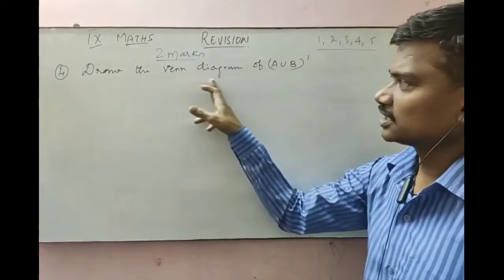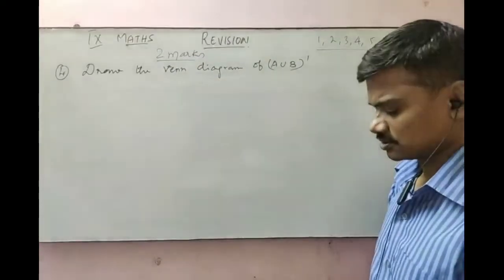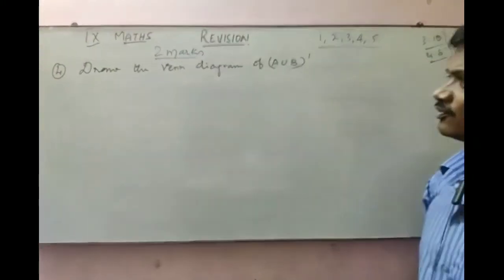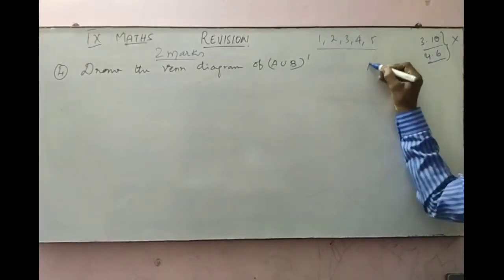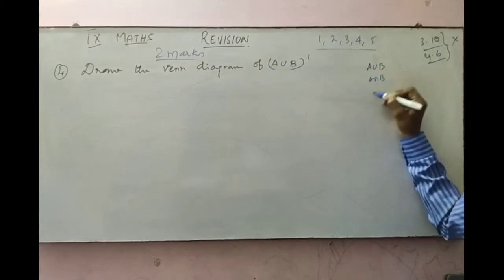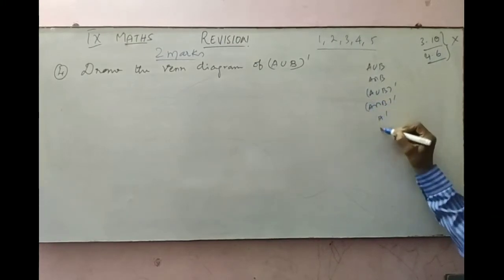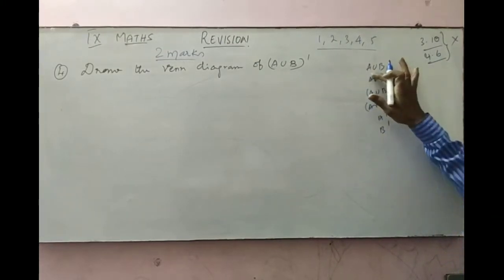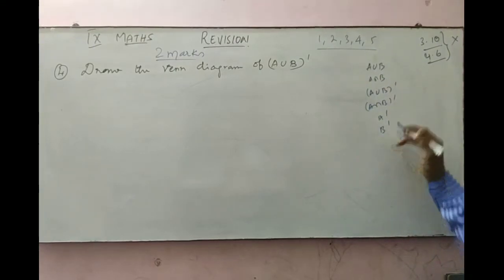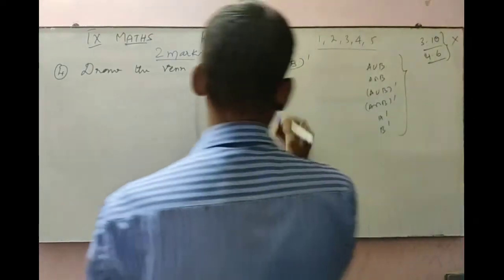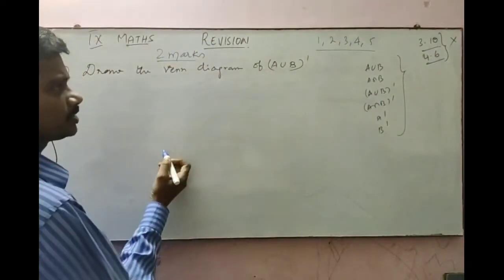Next, draw the Venn diagram of (A union B) whole dash. You have to know how to draw the Venn diagram for A union B, A intersection B, (A union B) dash, (A intersection B) dash, A dash, B dash, like that. You have so many problems. So you have to understand how to draw the Venn diagram for this type of questions. In this, I am going to teach you the way of drawing (A union B) whole dash.